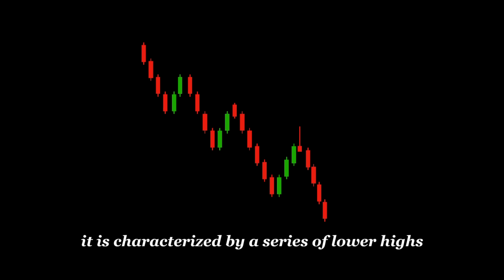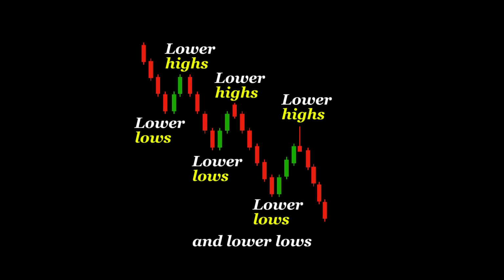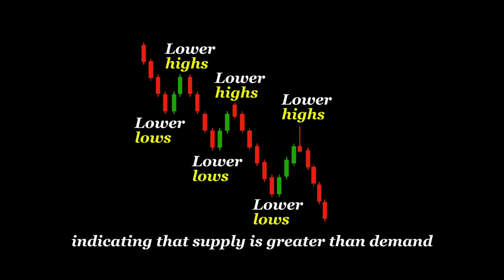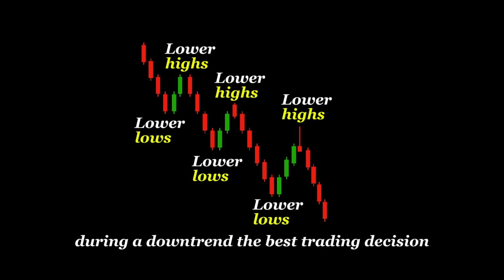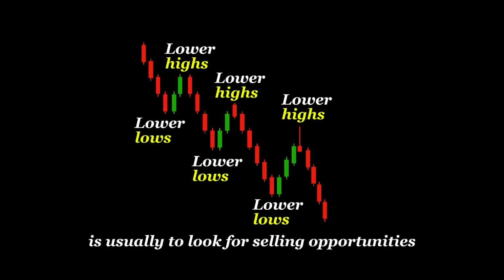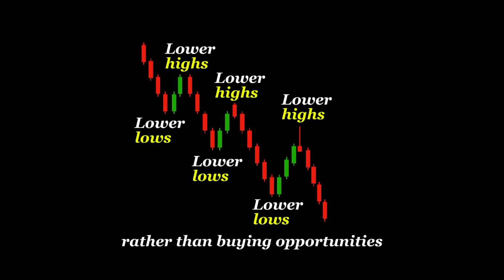A downtrend is a market condition where sellers are in control. It is characterized by a series of lower highs and lower lows, indicating that supply is greater than demand. During a downtrend, the best trading decision is usually to look for selling opportunities rather than buying opportunities.